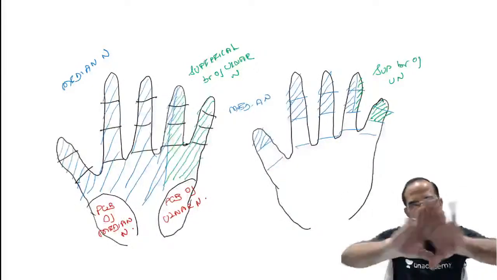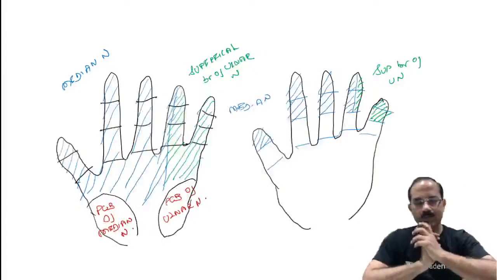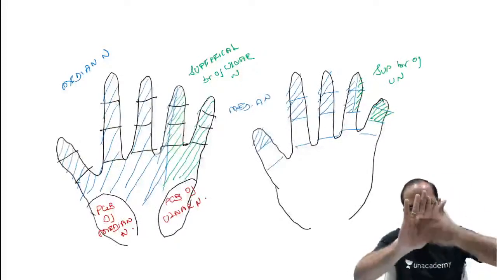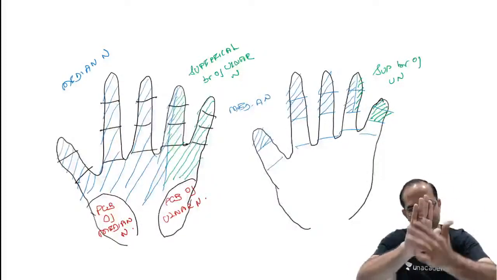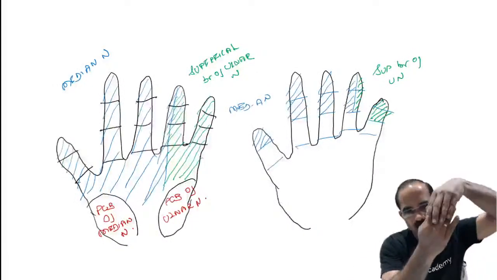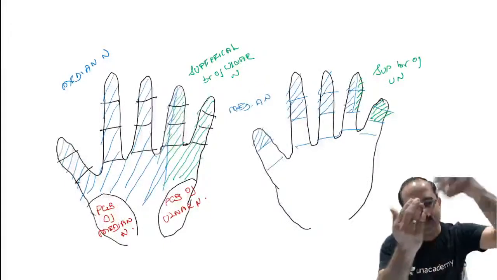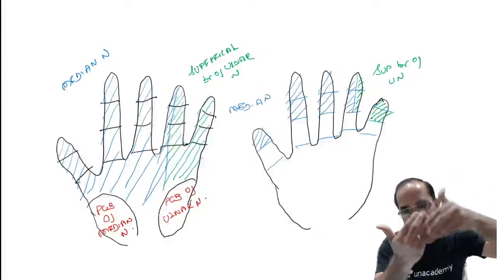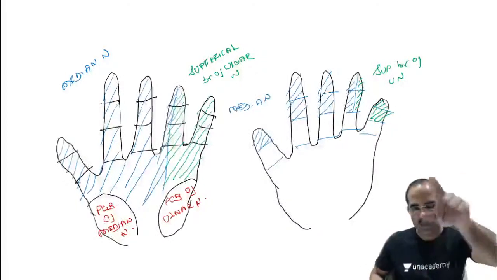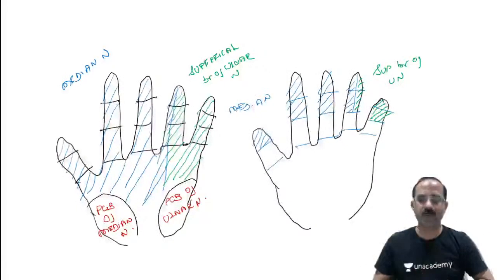So now what is left for us? Only the proximal phalanges and the dorsum are left. Clear? So 3.5 fingers here, median nerve. 1.5 fingers here, superficial branch of ulnar nerve. Dorsal aspect, 3.5 fingers except the proximal phalanx, median nerve. 1.5 fingers except the proximal phalanx, superficial branch of ulnar nerve.